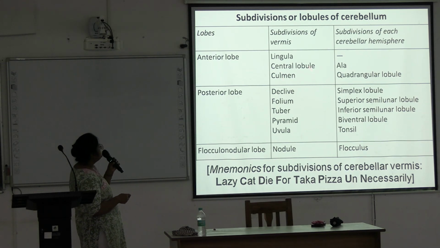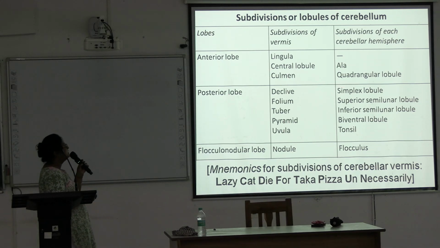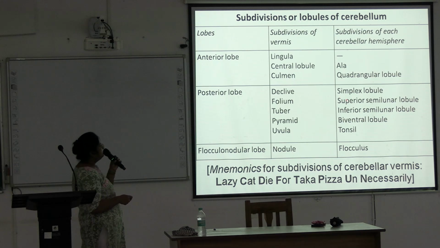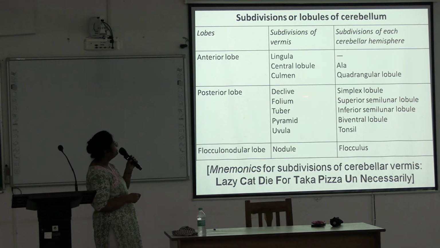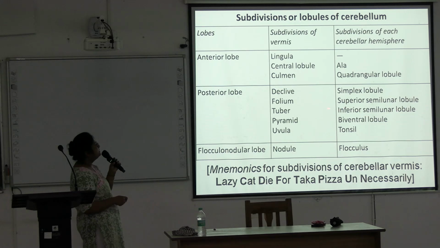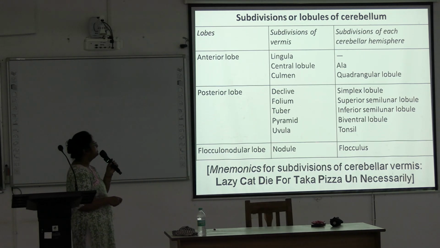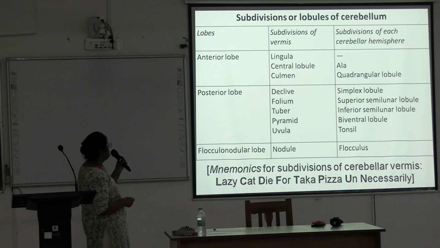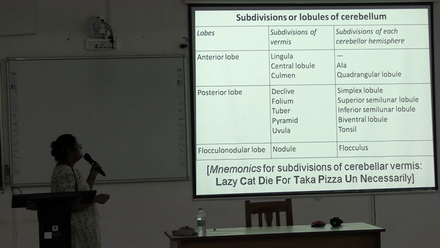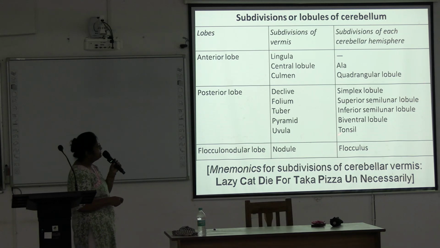In the posterior lobe, the parts of the vermis are declive, folium, tuber, pyramid, uvula. Declive corresponds to the simplex lobule, folium to the superior semilunar lobule, tuber to the inferior semilunar lobule, pyramid to the biventral lobule, and uvula to the tonsil. And in the flocculonodular lobe, the part of the vermis is the nodule and the part of the hemisphere is the flocculus.